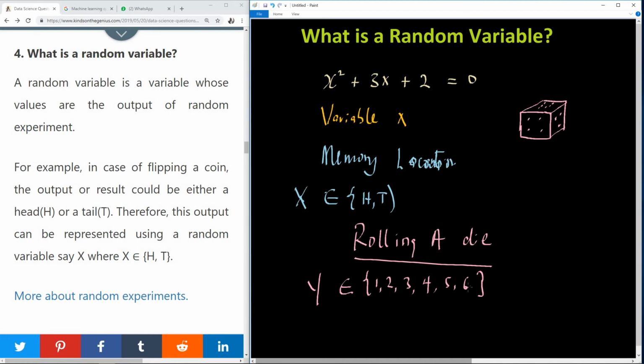Since the experiment is random, there's a probability of having any of these values. Of course, the probability of having any of these values is 1 over 6. So anytime we talk about random variables, probability always comes into play. So this is how random variables work, and I'm going to stop here.